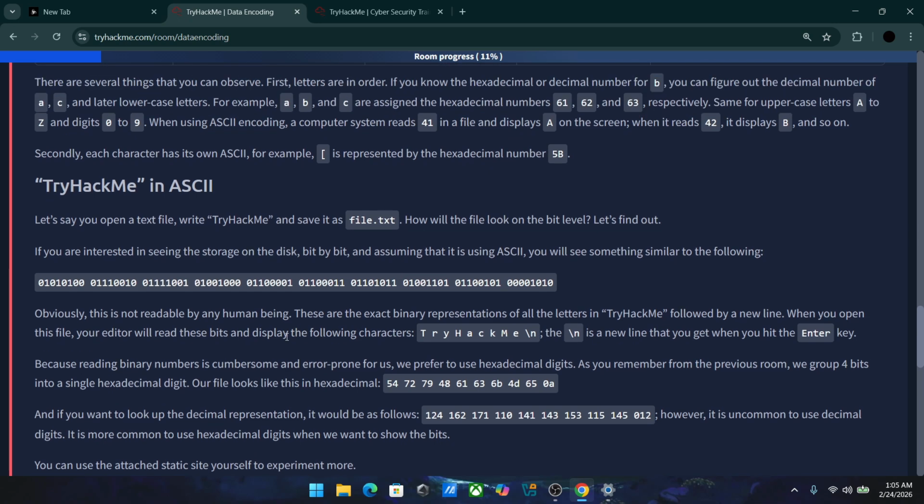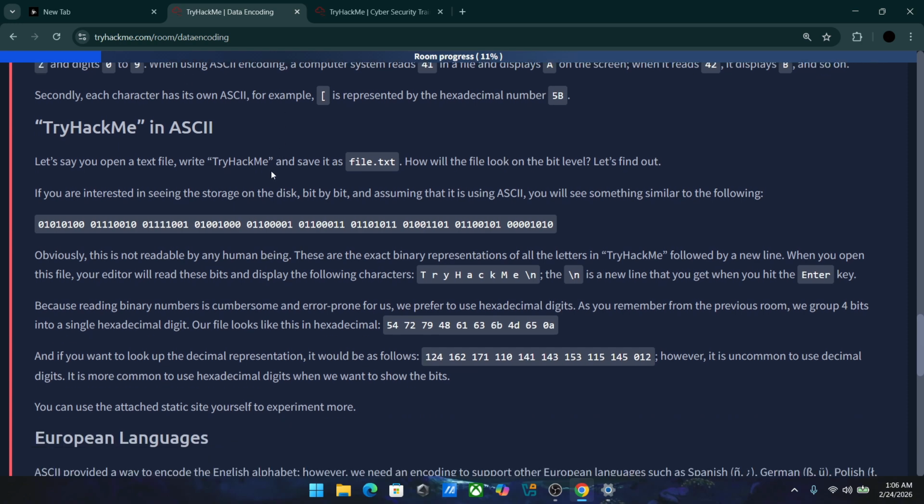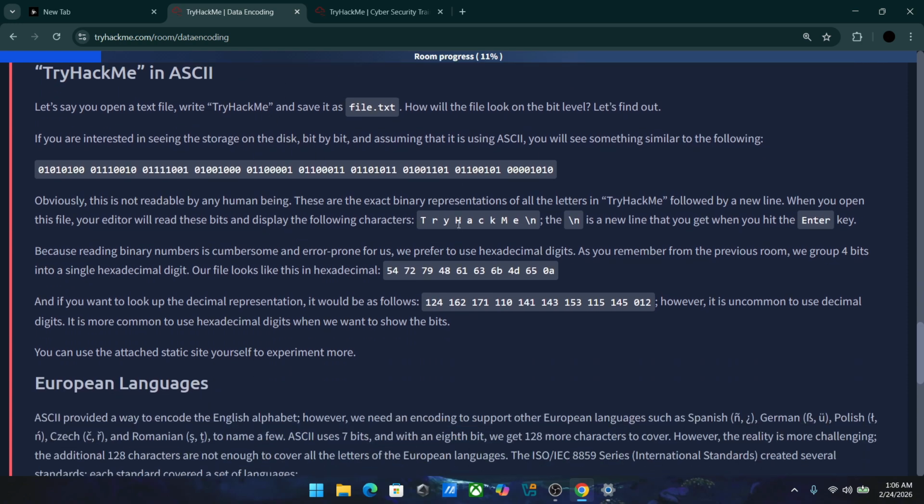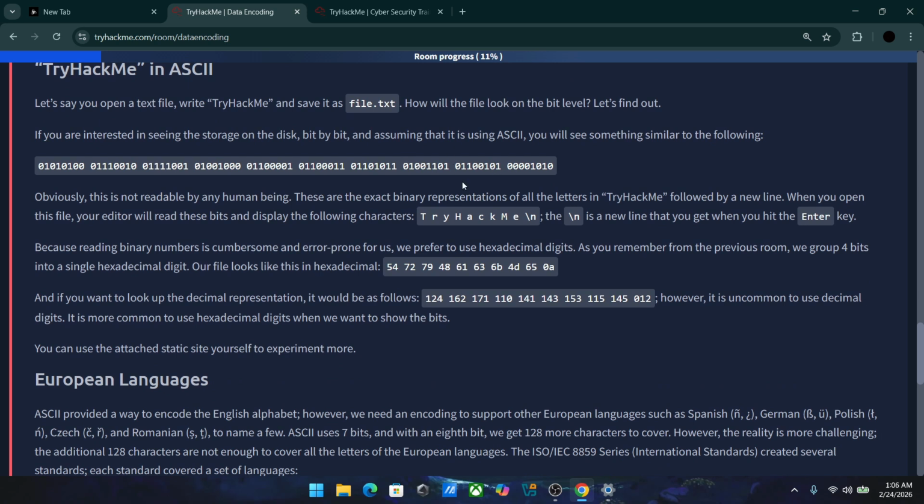TryHackMe in ASCII. Let's say you open a text file. Why write TryHackMe and save it as text file.txt? How will the file look on the bit level? Let's find out. If you're interested in seeing the storage on disk bit by bit, and assuming that it is using ASCII, you will see something similar to the following.